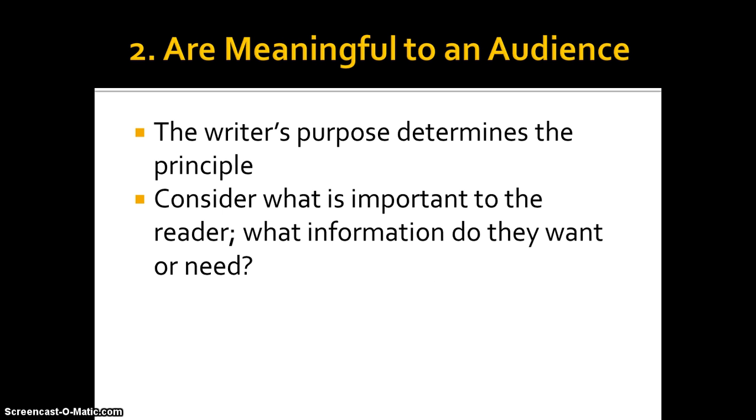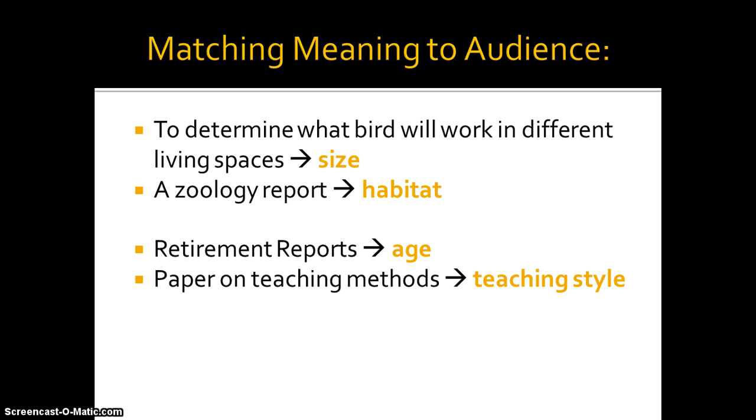The next thing we want to do is make sure that our categories, our classification is meaningful to an audience. And so we have to determine, what is our goal? What are we trying to tell the audience based on classifying or dividing this topic? And then what's important to the reader? What information are they going to want to know or need? And then we're going to use this information to develop our principles and our categories.